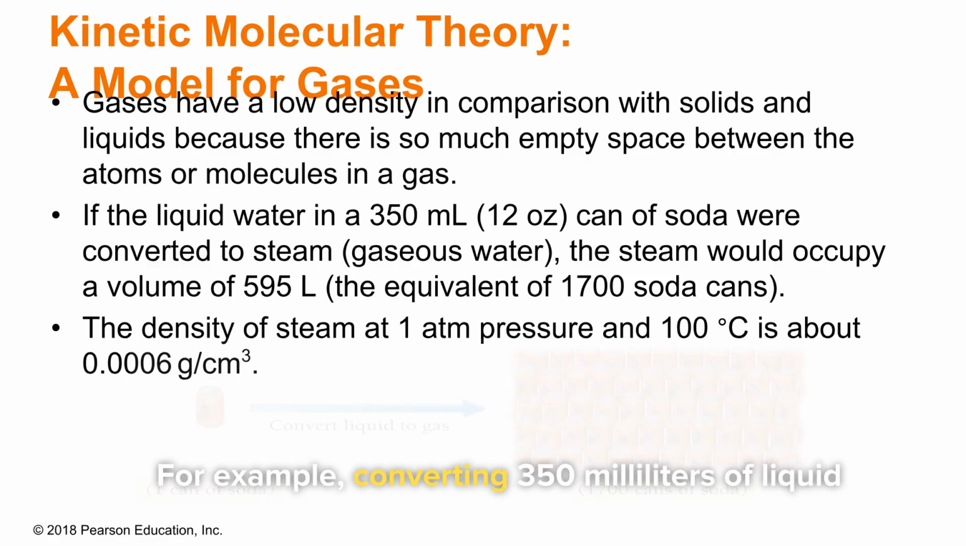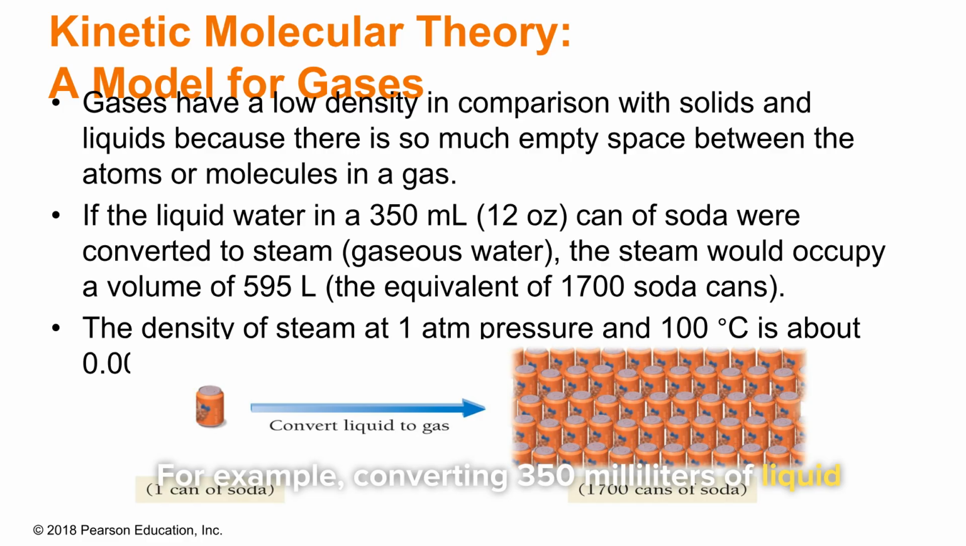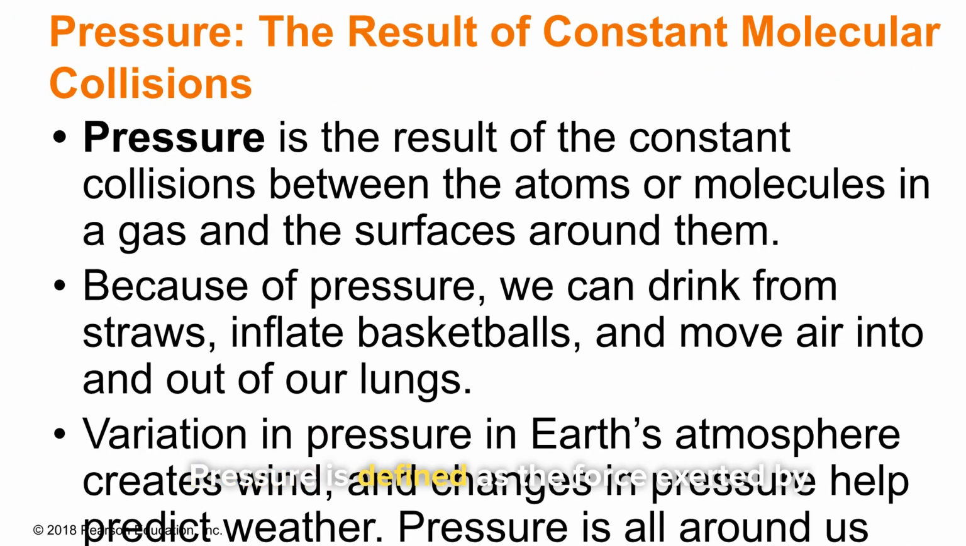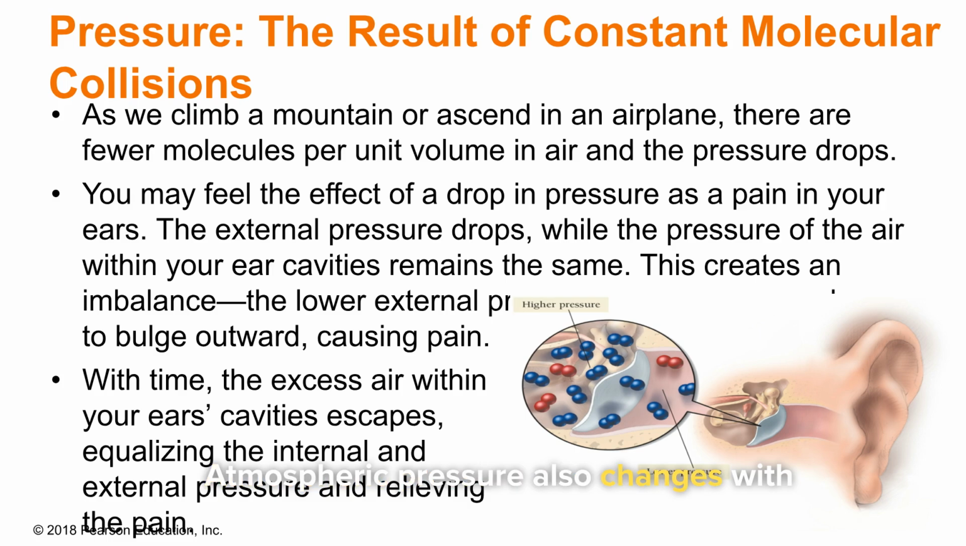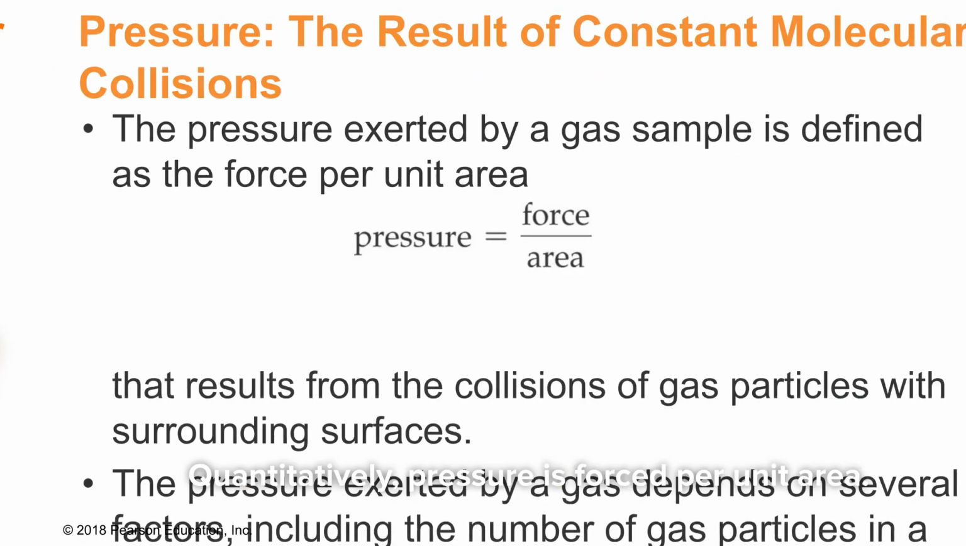For example, converting 350 milliliters of liquid water into steam results in a massive increase in volume, occupying nearly 600 liters. Pressure is defined as the force exerted by constant molecular collisions against a surface. This phenomenon is why we can use straws, inflate tires, and even breathe. Atmospheric pressure also changes with altitude. As you climb a mountain or fly in an airplane, the density of air molecules drops, leading to a decrease in external pressure, which can sometimes be felt as discomfort in your ears.